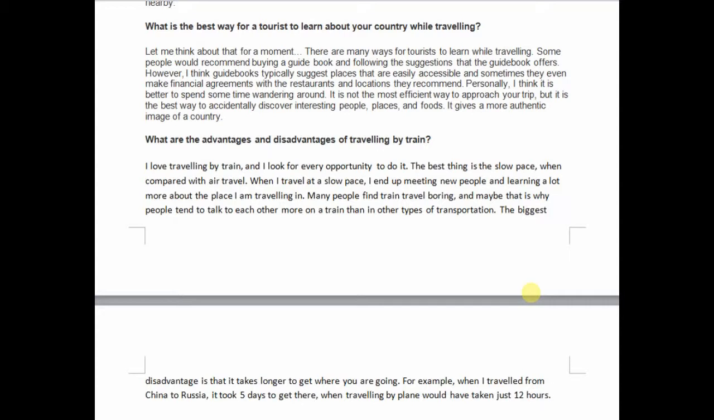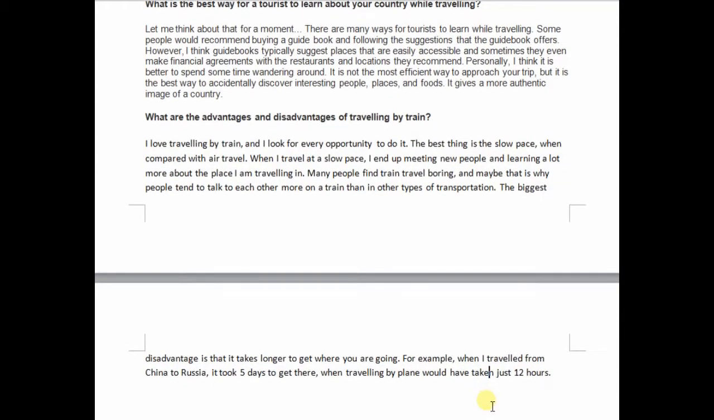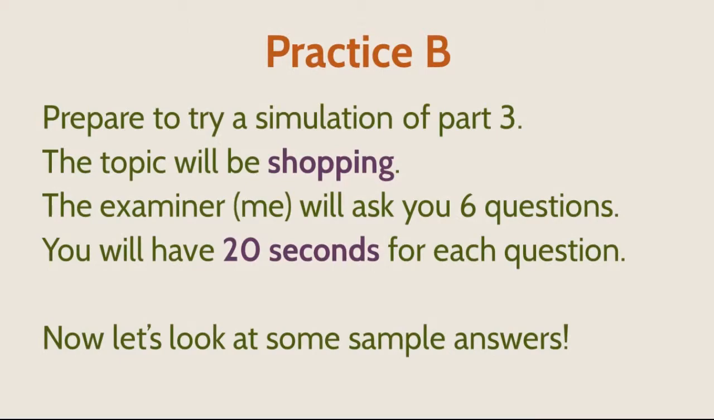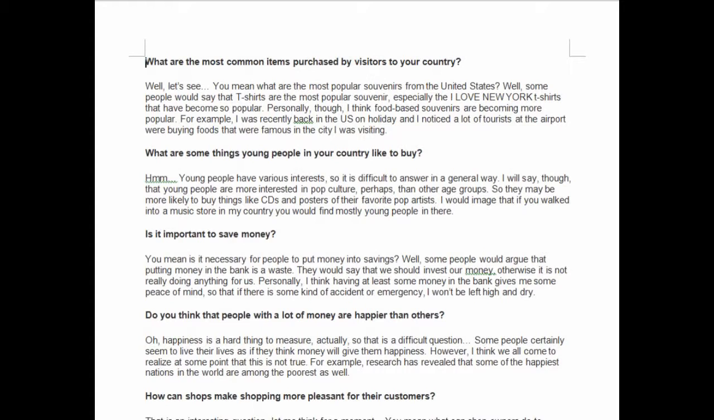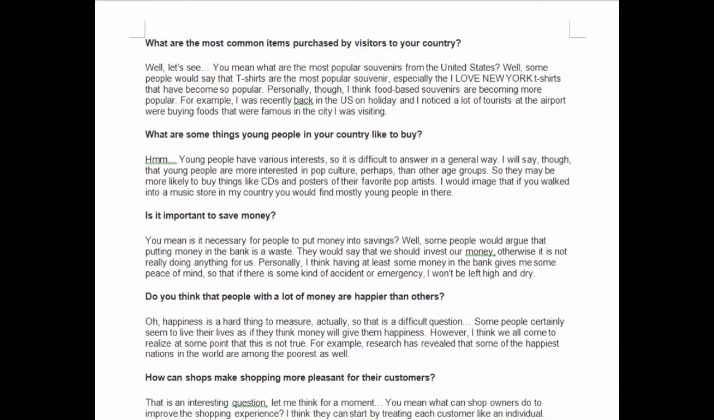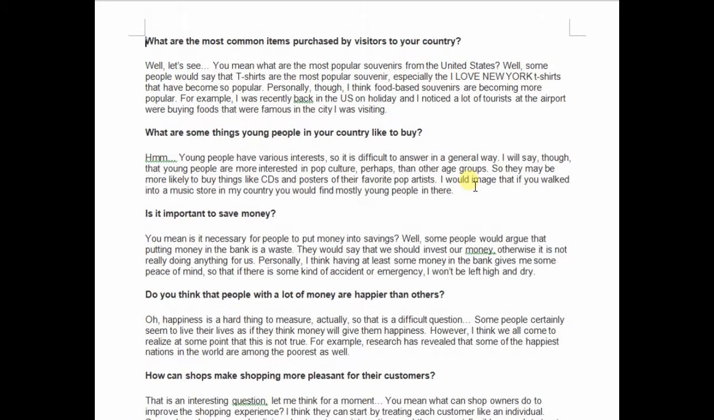By the way, I have no idea how long it takes to get from China to Russia. The IELTS examiner doesn't care if you are accurate, okay? This is totally made up, not really true, but totally fine to use. So you can see I used the why here, and then I used the example extender here. Sample answers for this practice B. For this one, instead of typing them all out with you, we're just going to read my sample answers, and you can see how I use the strategies, the different extending ways to get each one.